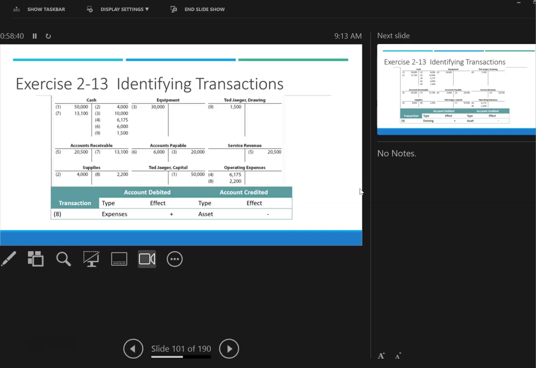Number 8, we've got operating expenses of $2,200 as a debit, supplies as a credit of $2,200. What happened here, guys? We used up supplies.